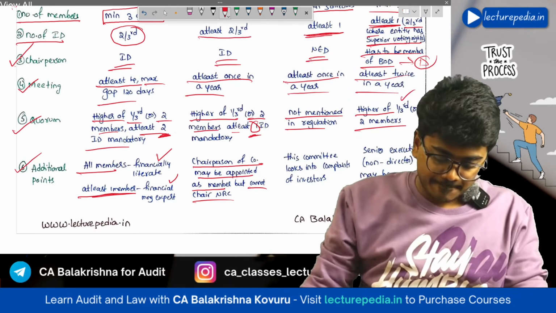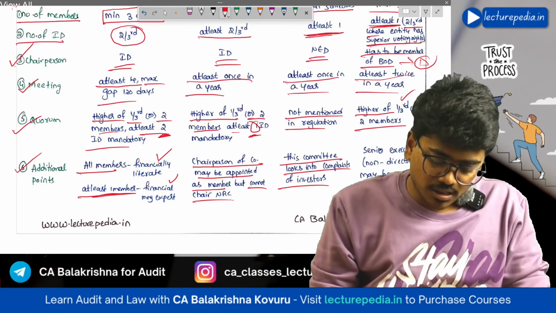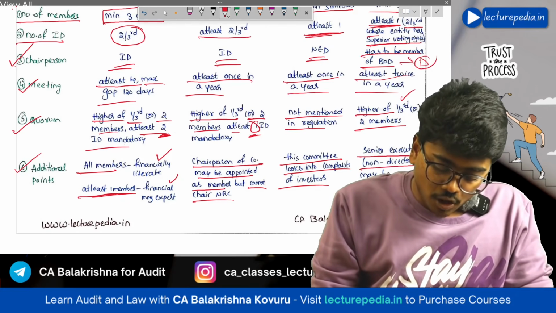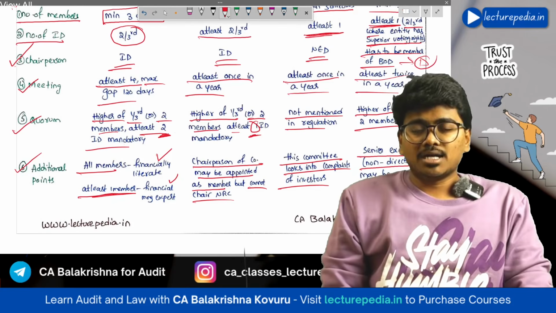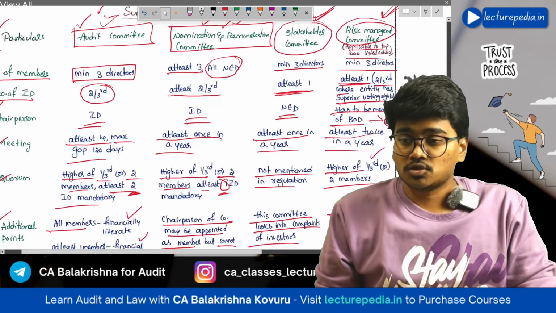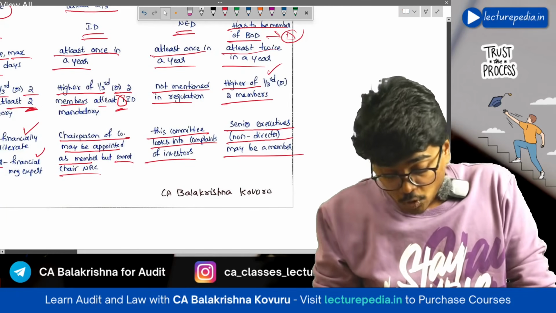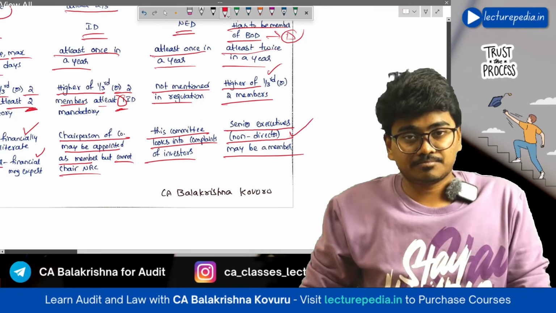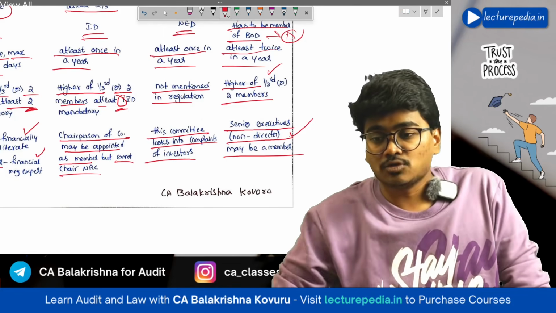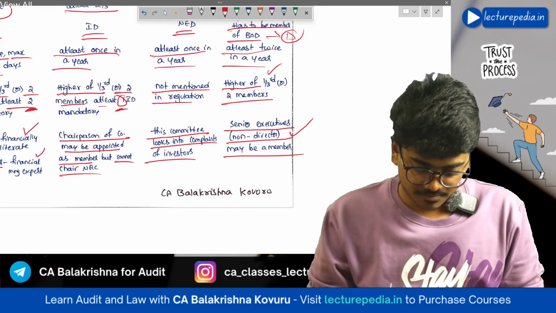Hope that is clear. Next, stakeholder relationship committee. This committee looks into complaints of investors. Next, senior executives who are non-directors may be members of the risk management committee. So risk management committee can have a member who is not a director also. If he is a senior executive and not a director, then you can have such a person as a member of the risk management committee.